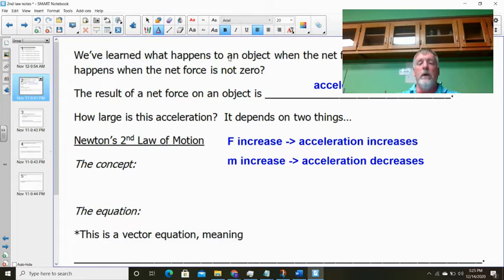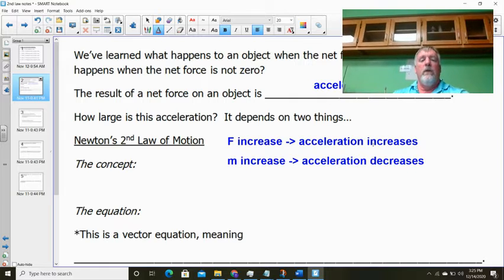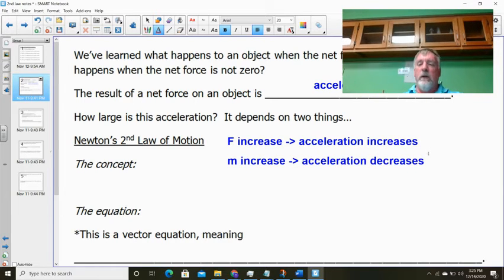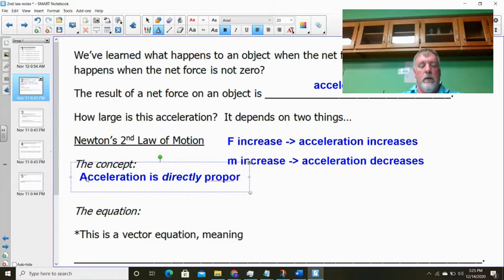Well, the first thing we need to do is think about what it means. How do we, in a mathematical way, say that if force increases, acceleration increases? Typically what we would say here is that force and acceleration are directly proportional. Acceleration is directly proportional to the net force.